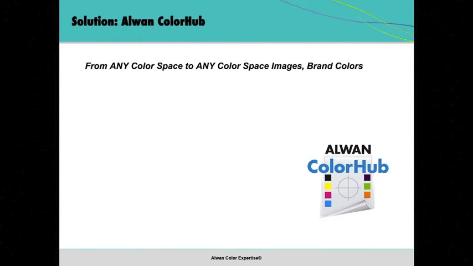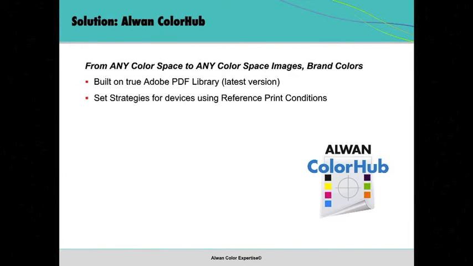it's like a Swiss Army knife for color conversion. It can take any color space and convert to any color space for both images and brand colors. It's PDF in, PDF out. In fact, it's based on the true PDF engine. In fact, they're a beta site for Adobe. So they've got the latest PDF library. And it allows you to set strategies for your devices based on your device gamut and your reference print condition that you're aiming for.